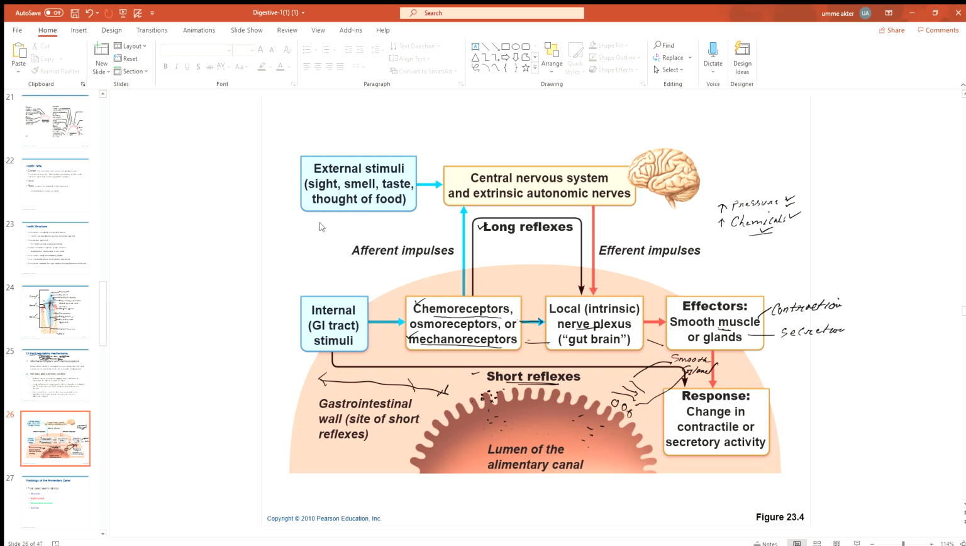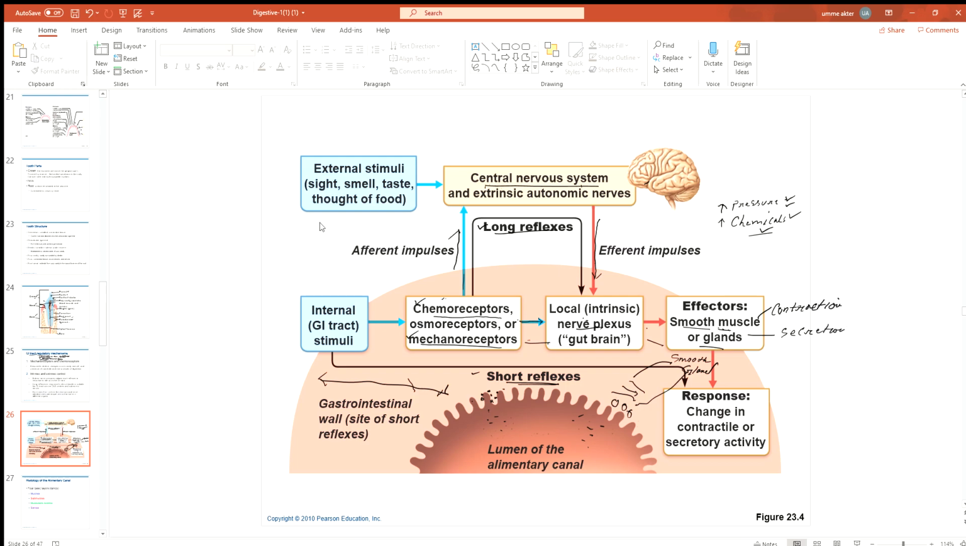Now signal can also go to the higher areas, to the central nervous system, to the brain, and then the brain can send signal back. So this is the afferent, taking the signal from the receptors to the brain, and then the brain will decide and will send signal back to the nerves here in the wall, and that will stimulate the smooth muscle, and glands will cause the secretion and contraction. So this is the long reflex, since it is going outside and coming back from the brain, a long pathway. Now those are two reflexes that control the secretion and contraction.